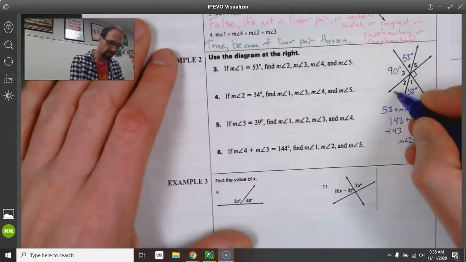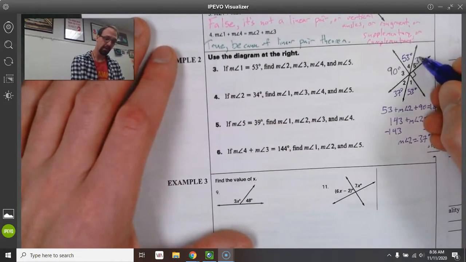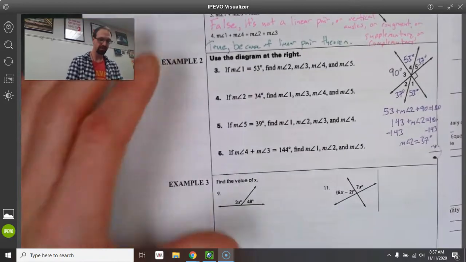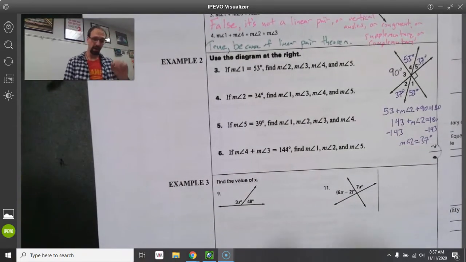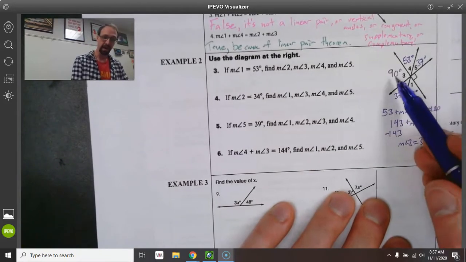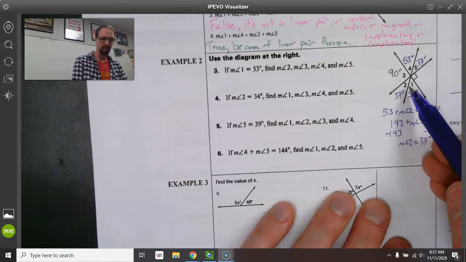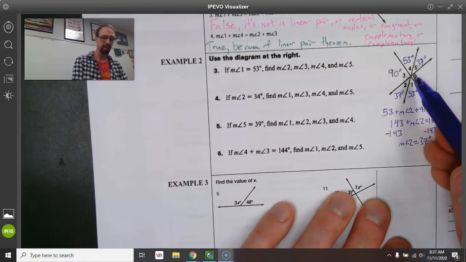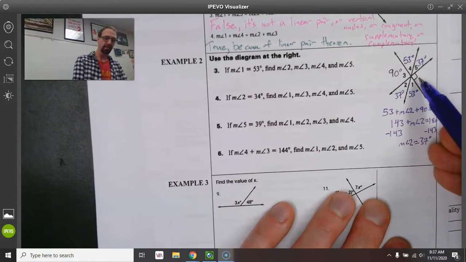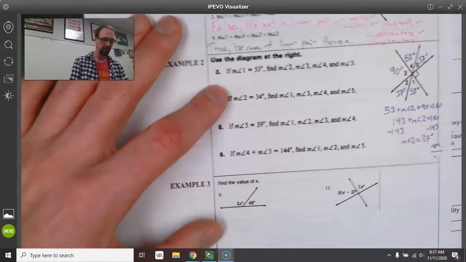So now that I know that this is 37 degrees, I know because of vertical angle theorem, this is also 37 degrees. Another way to also check is just to make sure that these two add up to be 90 degrees because I know that these 2 angles are congruent to these 2 angles because of this being 90 degrees and this being 90 degrees.